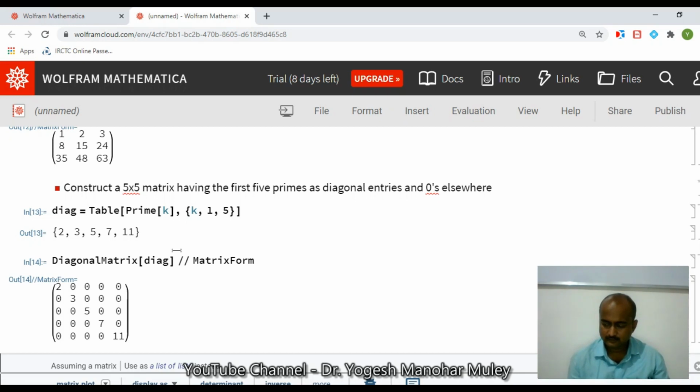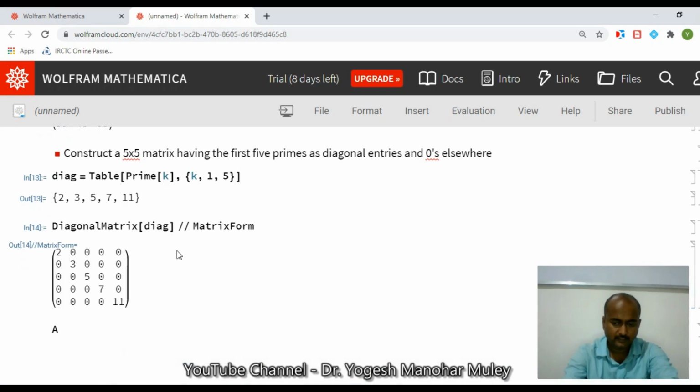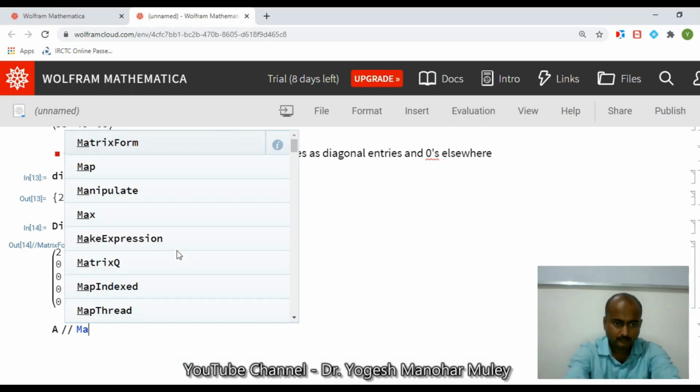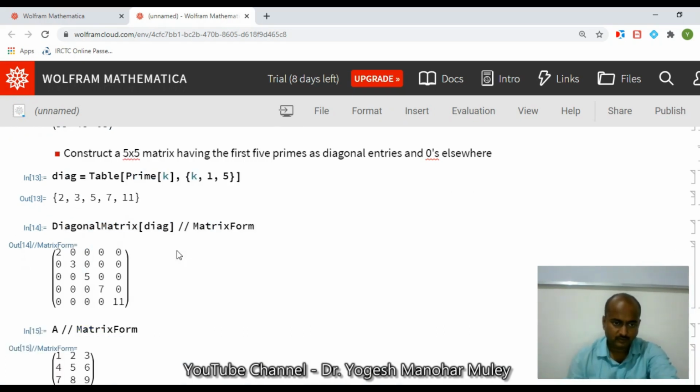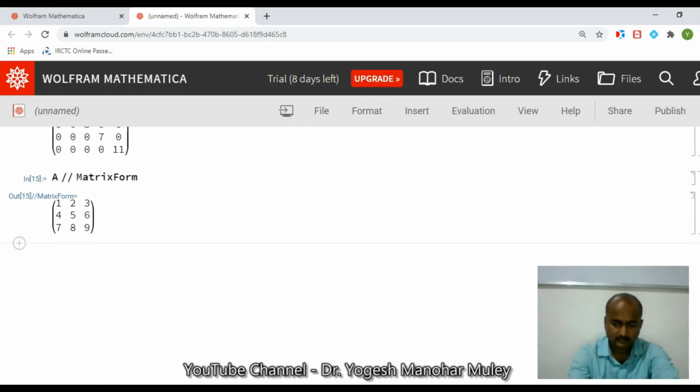Next we'll try how to find out entries from any matrix. So I will type here A, matrix form. So this will give us a matrix.